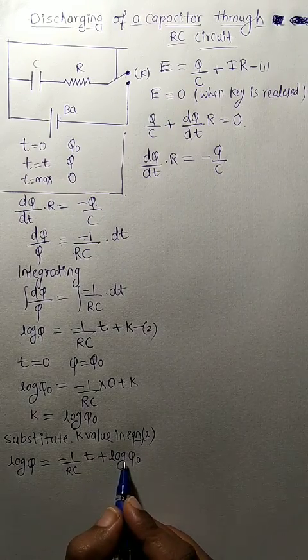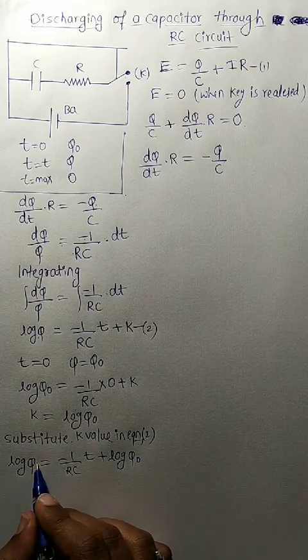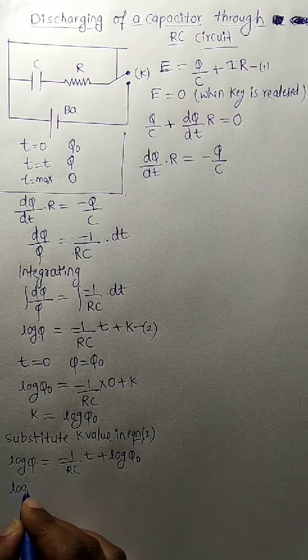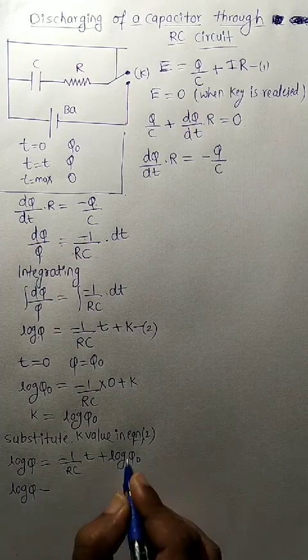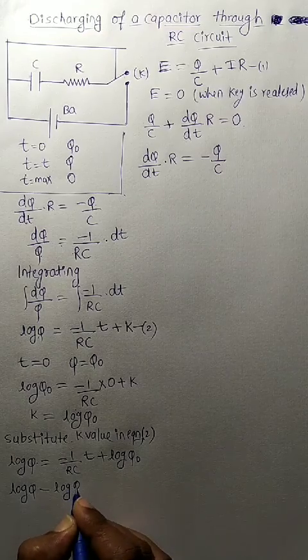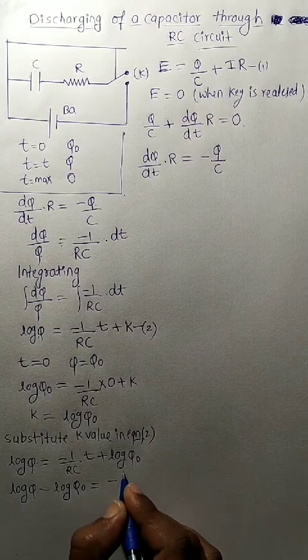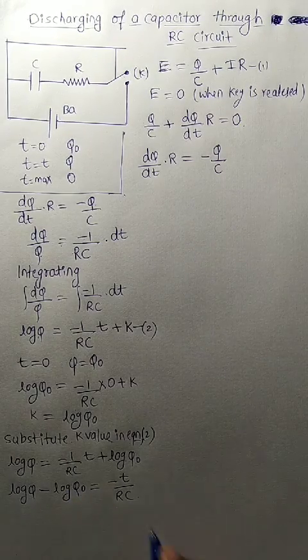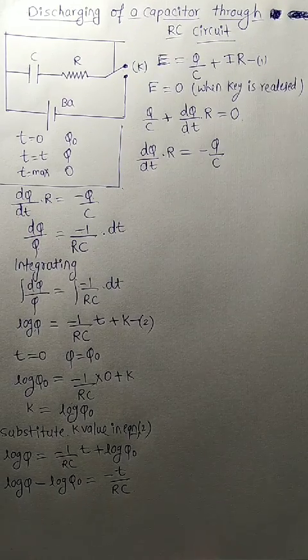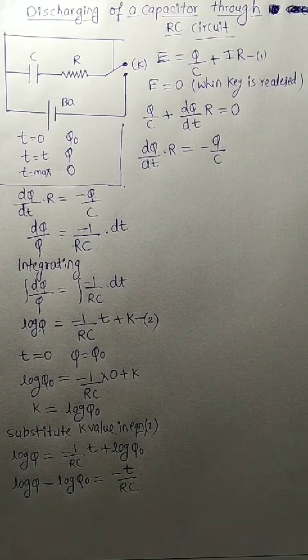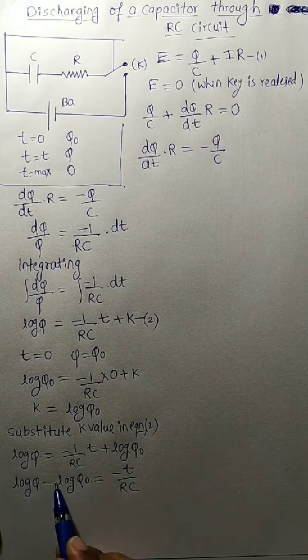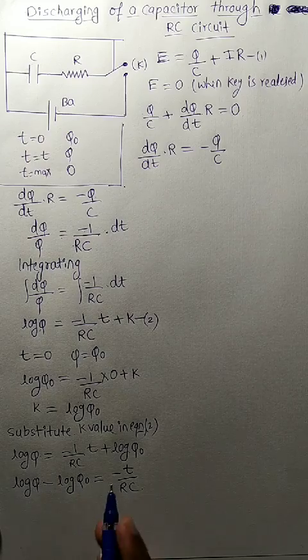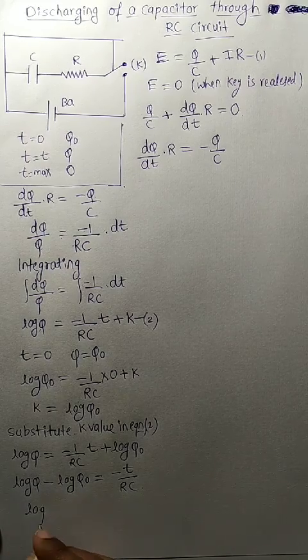Now I'll transfer plus log Q naught to this side. So I'll get log Q minus log of Q naught, which is equal to minus T divided by RC. This is the equation we got. Now as it is like log U minus log V, it is nothing but log U divided by V.